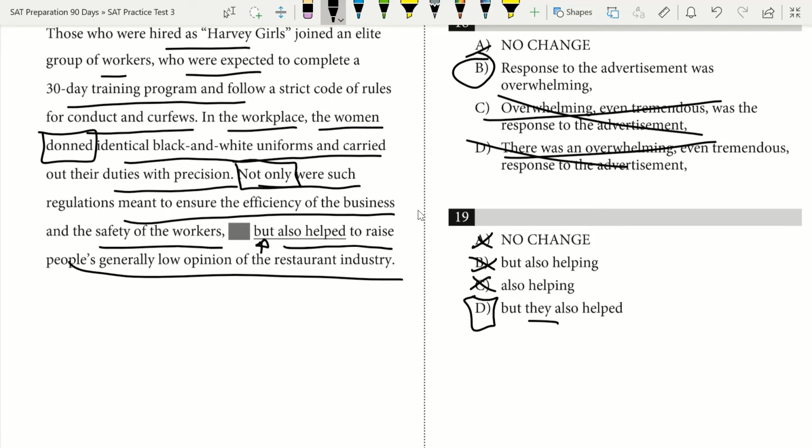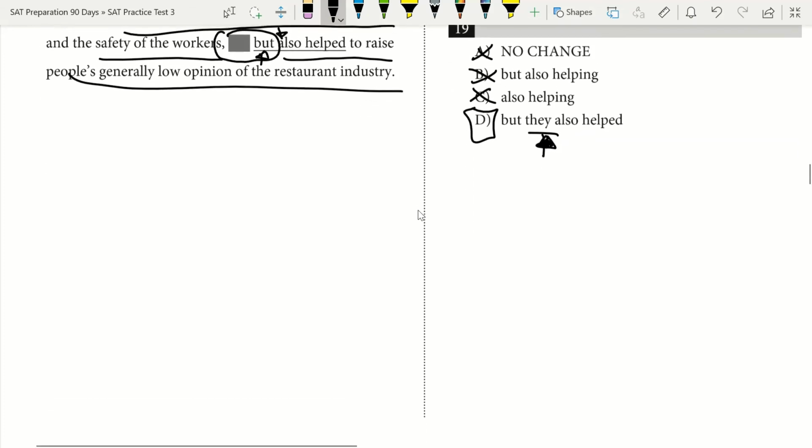So correct answer for 19 actually has to be D, because I need to have a subject for that second independent clause. So I missed that at first, but I did catch that as I started reading through, because I noticed that I had that comma paired with that but, which meant I have to have a subject there, and I didn't have a subject there in options A through C, therefore D had to be my correct answer for 19. So you got to watch out for that.